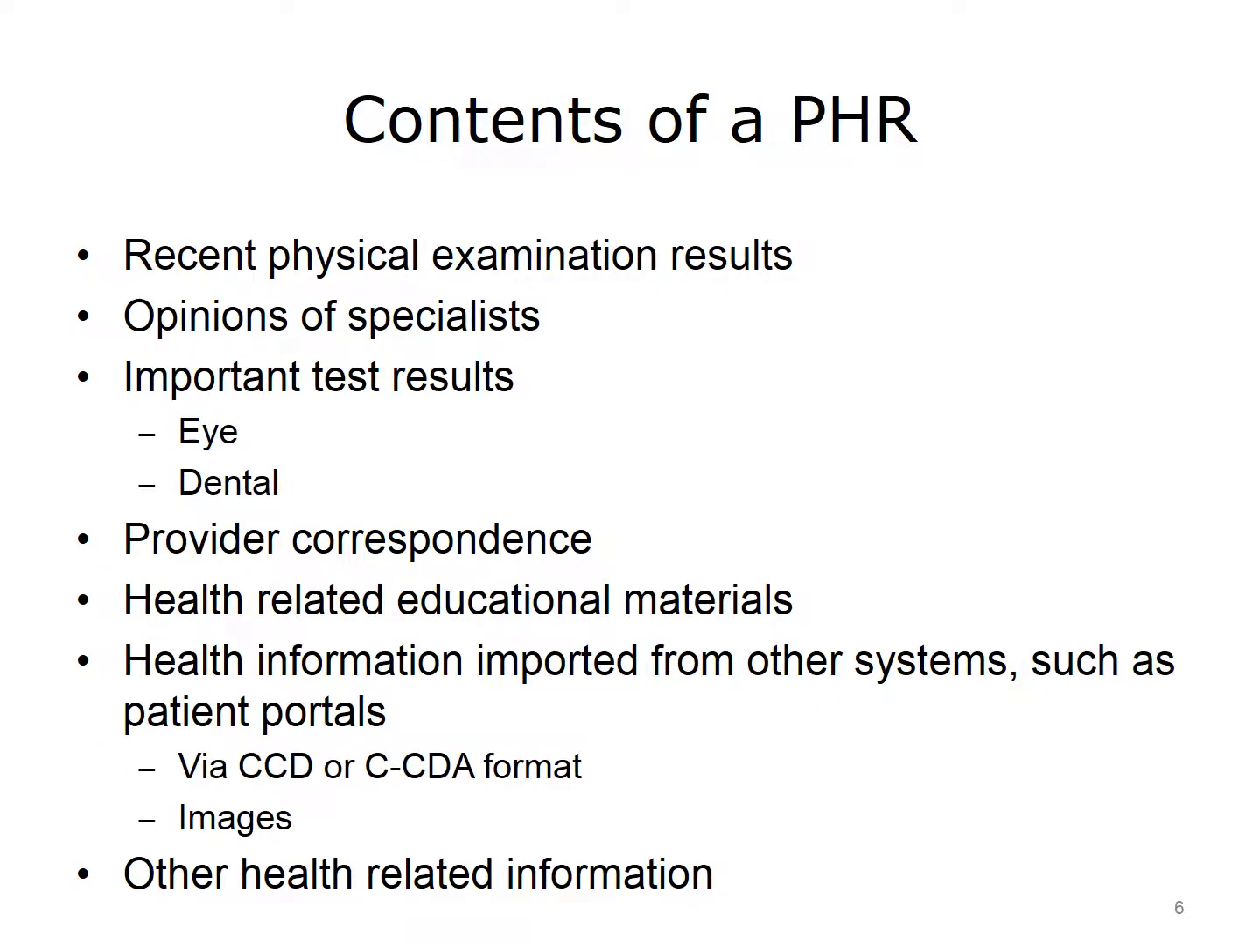The final portions of a PHR identified by AHIMA are results from a recent physical examination, opinions of specialists, important test results, such as eye and dental records, correspondence with provider or providers, current educational materials, or appropriate web links relating to health issues. Information imported from other systems, such as patient portals. These data can be imported using standards such as Consolidated Clinical Document Architecture, CCDA, and any other information, such as exercise regimen, any herbal medications taken, and any counseling received.